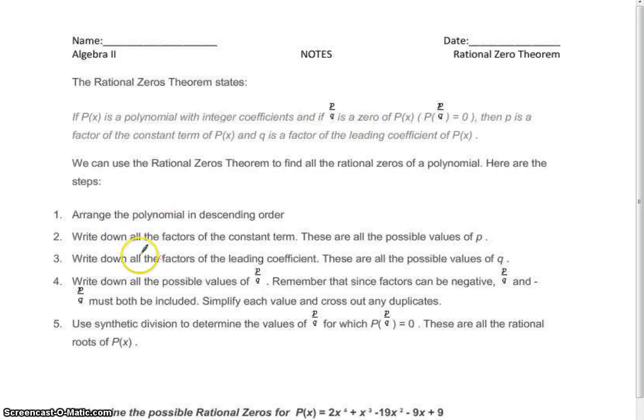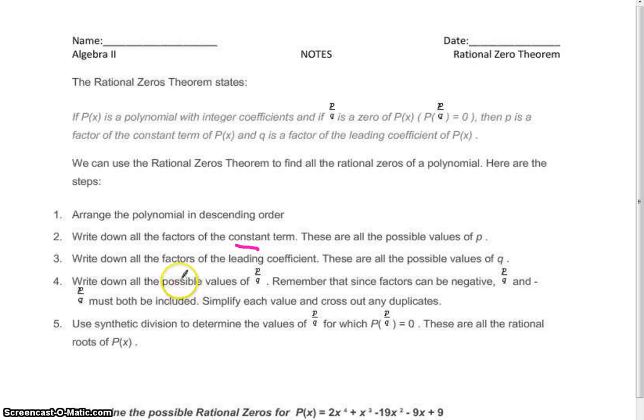Okay? The first thing you want to do is arrange the polynomial in descending order based on its exponent. Then you write down all of the factors of the constant term. This should be the number at the end. These are going to be your possible values for p. Then you write down all the factors of the leading coefficient. This is the number in front of the largest exponent part of the problem. These are all of the possible values of q.